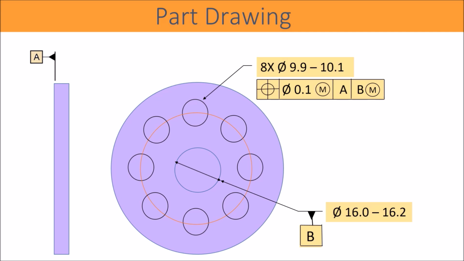Let us take an example practically to demonstrate the application of maximum material boundary. The given drawing is of a circular plate machined with a center hole and a concentric PCD of 8 holes. The PCD has a total of 8 holes. The diameter of each is from 9.9 mm to 10.1 mm.